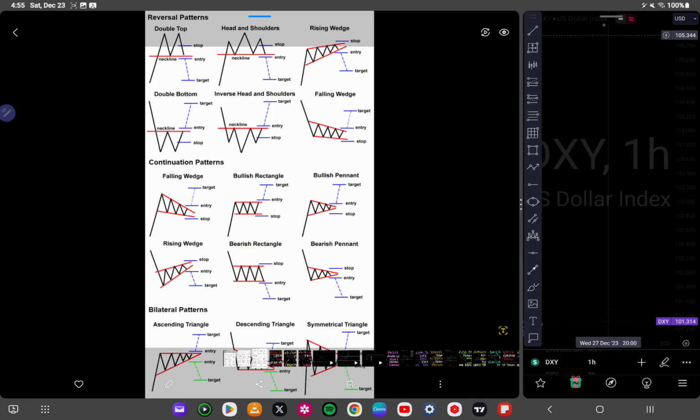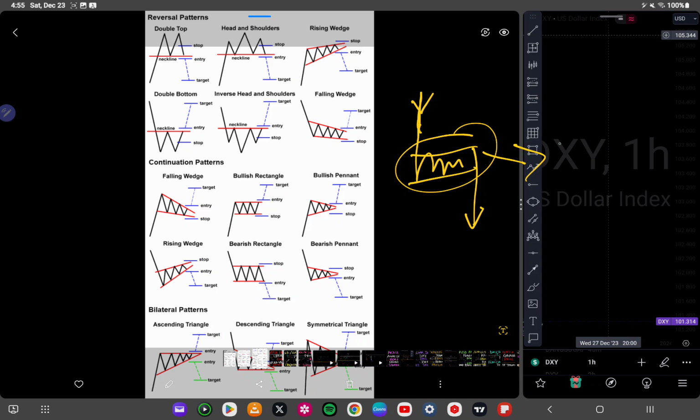So the pattern right here just shows the retracement. It shows the pattern. So that is how you actually know. You let it retrace, and the way it retraces will determine the pattern, guys.